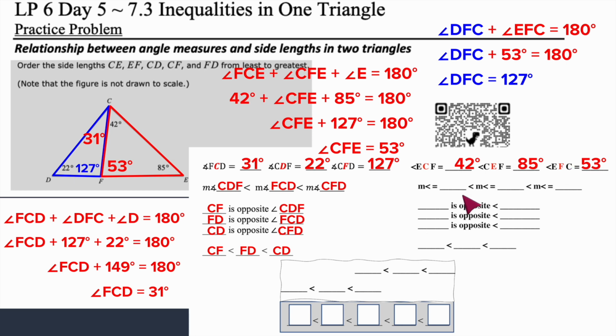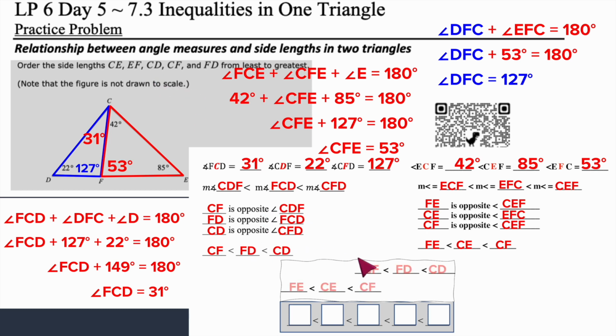All right. So now we're just going to put them in order. So it goes 42, then 53, then 85. So ECF, then EFC, then CEF. So again, now that I have the angles in order, I can put the sides in order. So opposite ECF, which is C, is going to be the smallest side. So that's FE. Opposite the angle F, that's the next largest side, is EC or CE. And then the largest side is going to be opposite that 85, which is CF. So now we can see them in order here. EF, CE, CF.